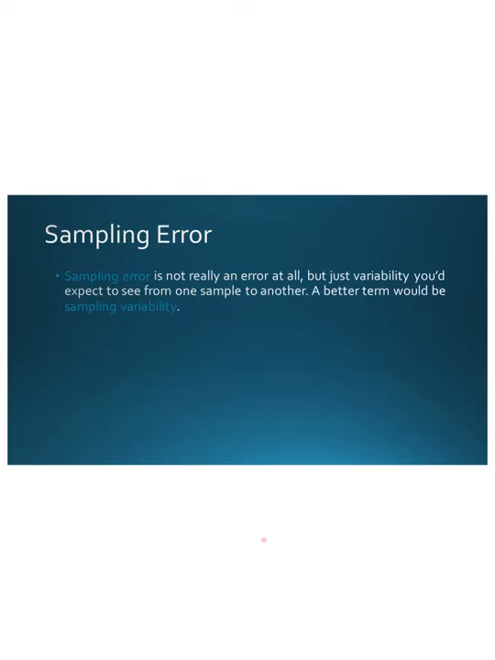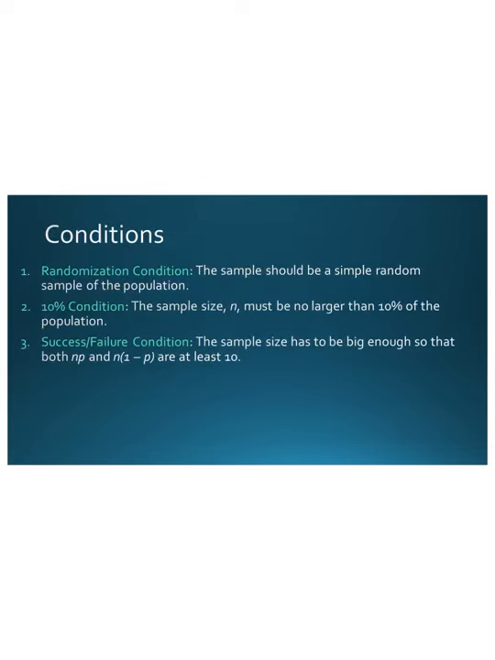Sampling error is not really an error at all. It is just the variability you would expect to see from one sample to another. Sometimes we see this as sampling variability. As we move through second semester, we will have specific conditions we will need to check and verify when we do our plan steps, when we get into inference.